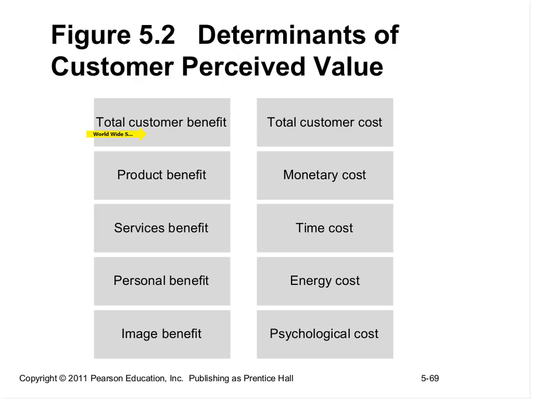Okay, friends, as you can see in this slide, we have total customer benefit and also total customer cost. Which costs will you face when you want to acquire a product, for example, a good or service? There are some things like psychological cost, energy cost, time cost, and monetary cost. A customer may have these kinds of costs.